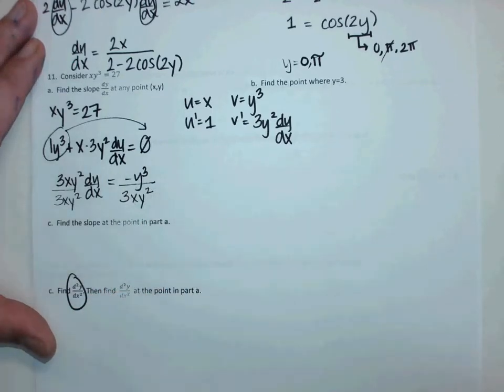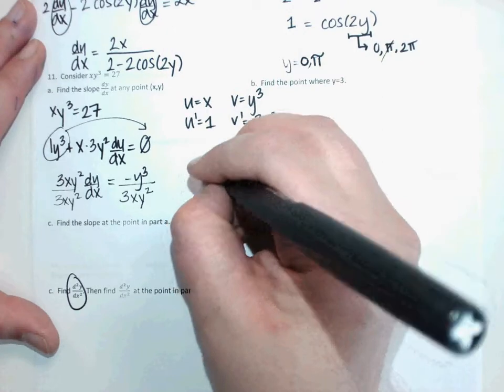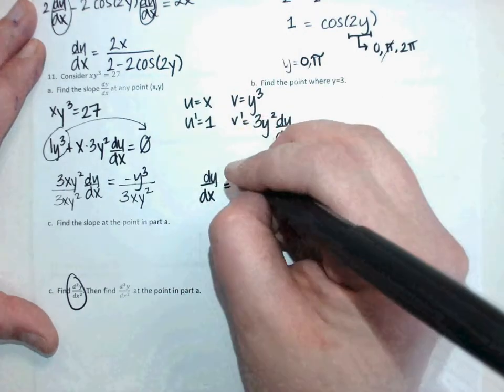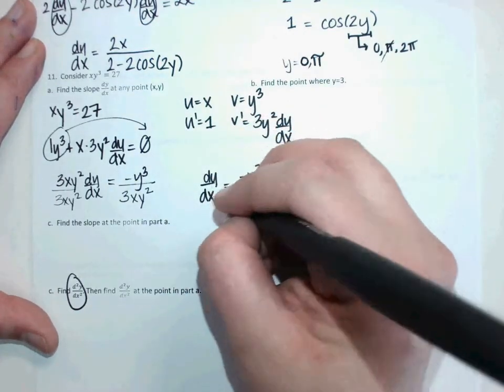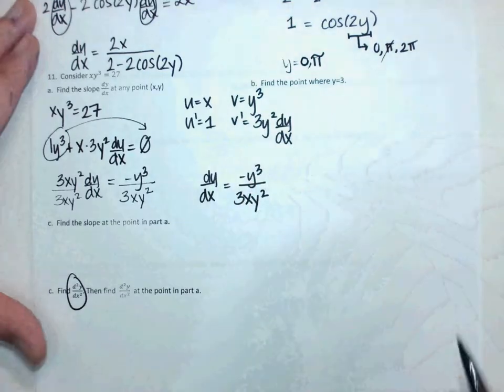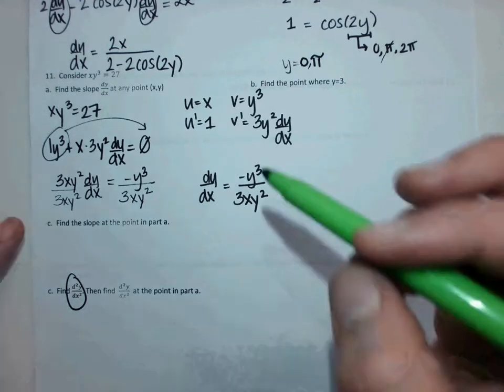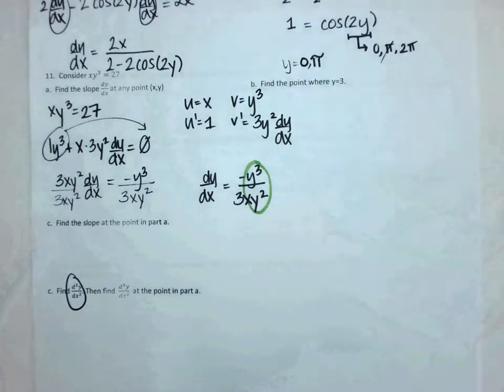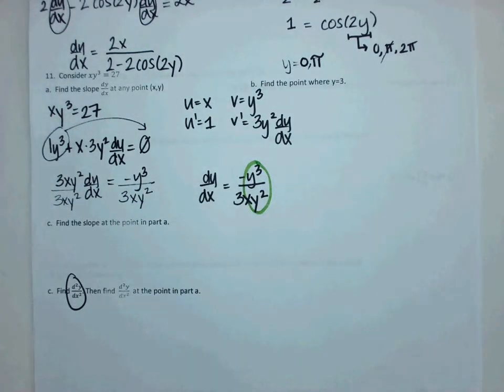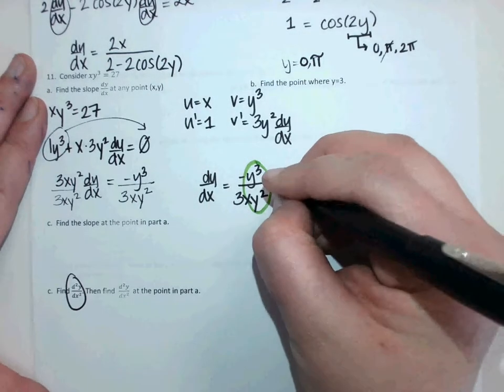So from here, my dy dx is negative y cubed over 3xy squared. Okay, now, question. I can leave it like that. That's fine if I want to, but if it can simplify, especially if you're going to have to take a second derivative, I would do that. So what do you notice is on top and on bottom? Yeah, you got some y's that can cancel out, right? So if I have 3 y's on top and 2 on bottom, after I cancel, how many will be left? 1. Where will it be left over?